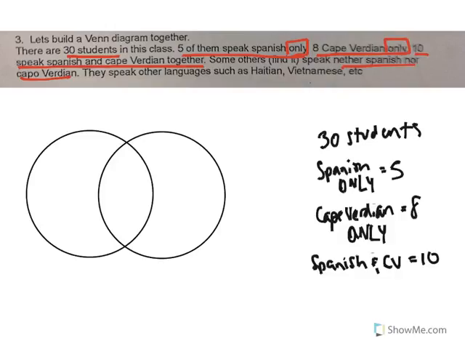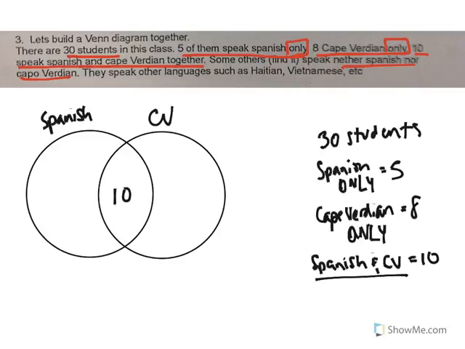So the first thing we always want to do is put our number in the middle, right? So our both is Spanish and Cape Verdean, and that's 10. So I'm going to put this right here. I'm going to label my diagram. I have Spanish on this side, Cape Verdean on this side.